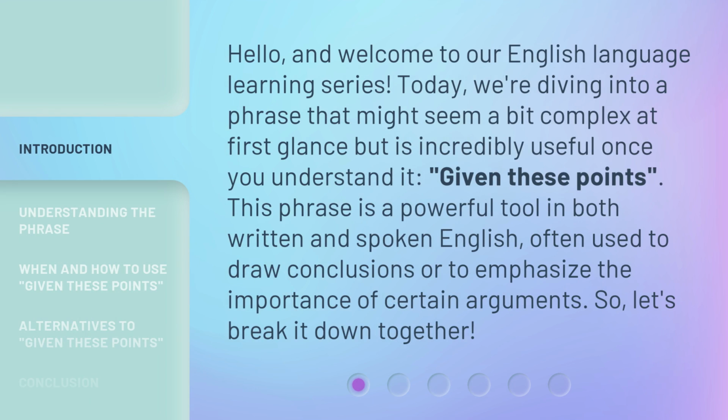Today, we're diving into a phrase that might seem a bit complex at first glance but is incredibly useful once you understand it, "given these points." This phrase is a powerful tool in both written and spoken English, often used to draw conclusions or to emphasize the importance of certain arguments. So, let's break it down together.